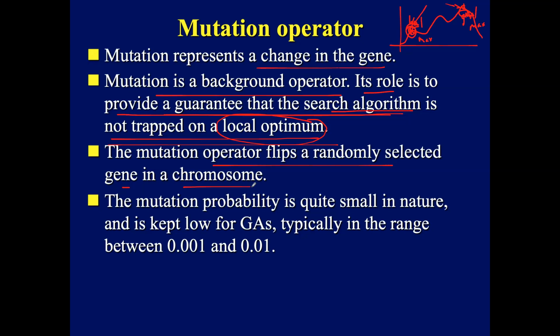So the mutation probability we are using is very small in nature, and it is also kept very low in evolutionary computation. For our genetic algorithms, we also keep that probability as small as possible because in nature, mutation happens rarely. So in genetic algorithms, the typical range is that we can give a mutation probability of 0.001 or up to 0.01.